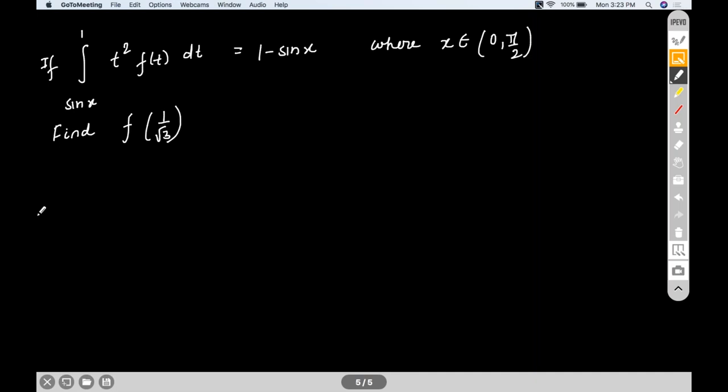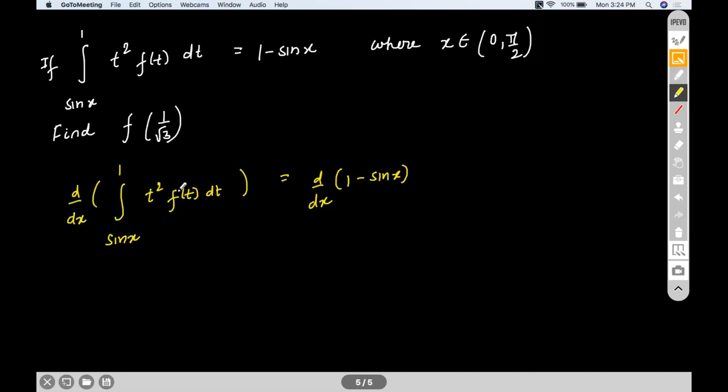Okay, let me solve this problem. See, it's not very difficult. You just have to apply Leibniz rule on both sides. So let's differentiate both sides with respect to x. So from sin x to 1, we have t square f of t dt, and this also has to be differentiated with respect to x. Now, when you apply Leibniz rule, remember you have to first put the upper limit in place of t and differentiate the upper limit also. Since this upper limit is a constant, when you differentiate that constant, it is going to make all the terms zero. So don't even waste time doing that.